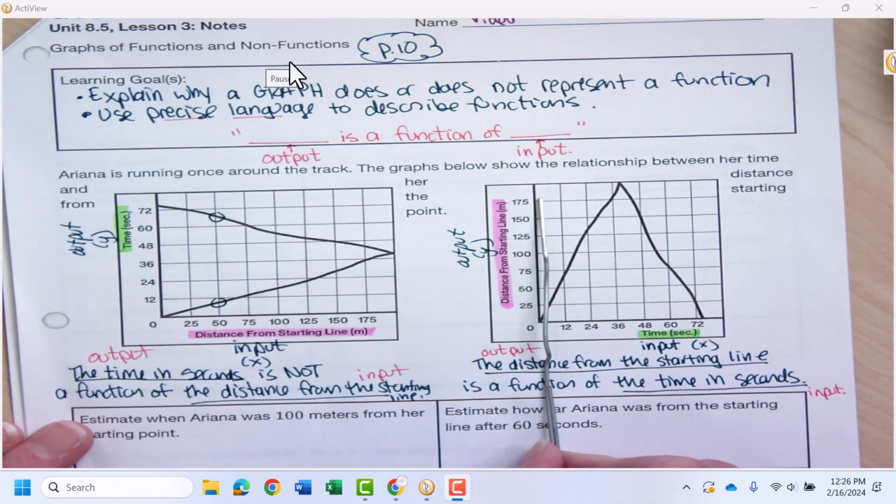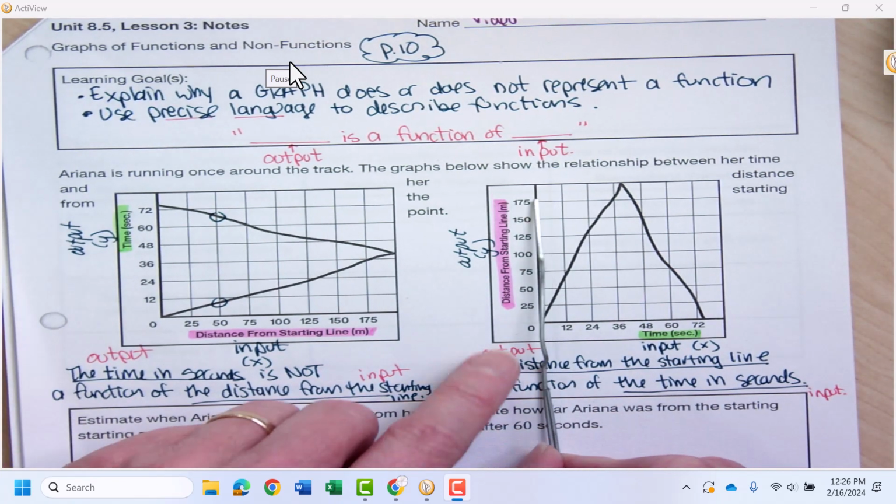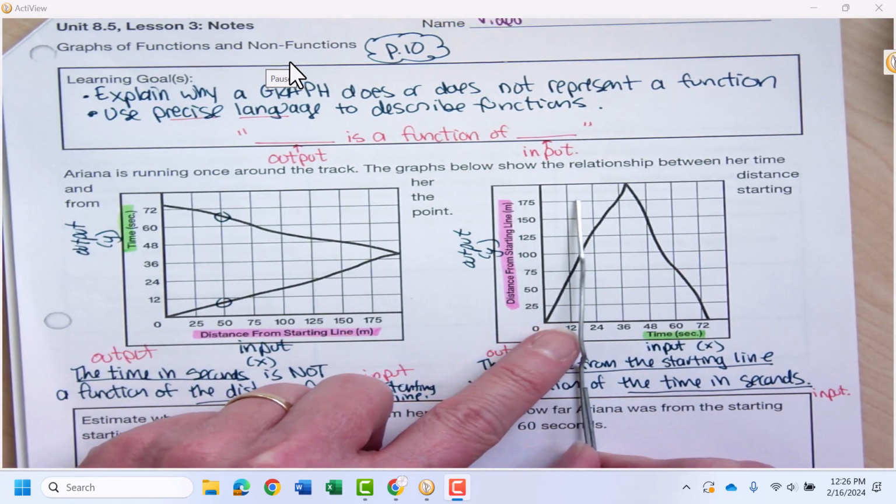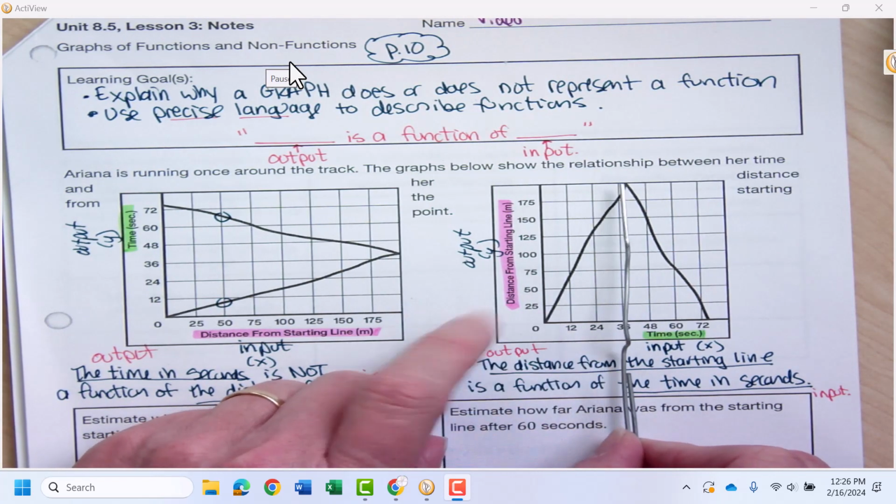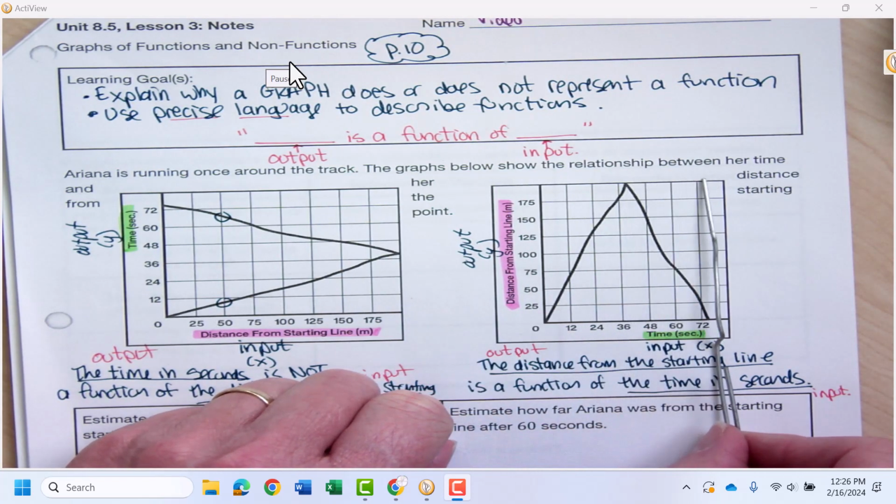But this one, if this represents an x value of 0, an x value of 6, an x value of 12, it's always just hitting my graph in one spot. That's a function.